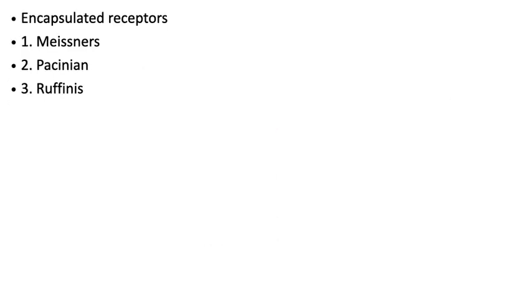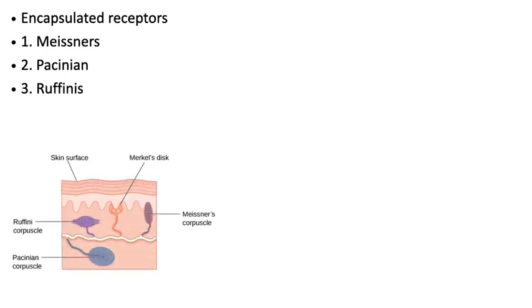Encapsulated, that is covered with a capsule. These are Meissner's corpuscle, Pacinian and Ruffini. Where are Meissner's? They are extremely sensitive to touch and two-point discrimination. So that is the Meissner's corpuscle. Where is it found? In the dermal papilla of the skin. It is given here. Yes, this is the Meissner's. It is present in the dermal papilla.